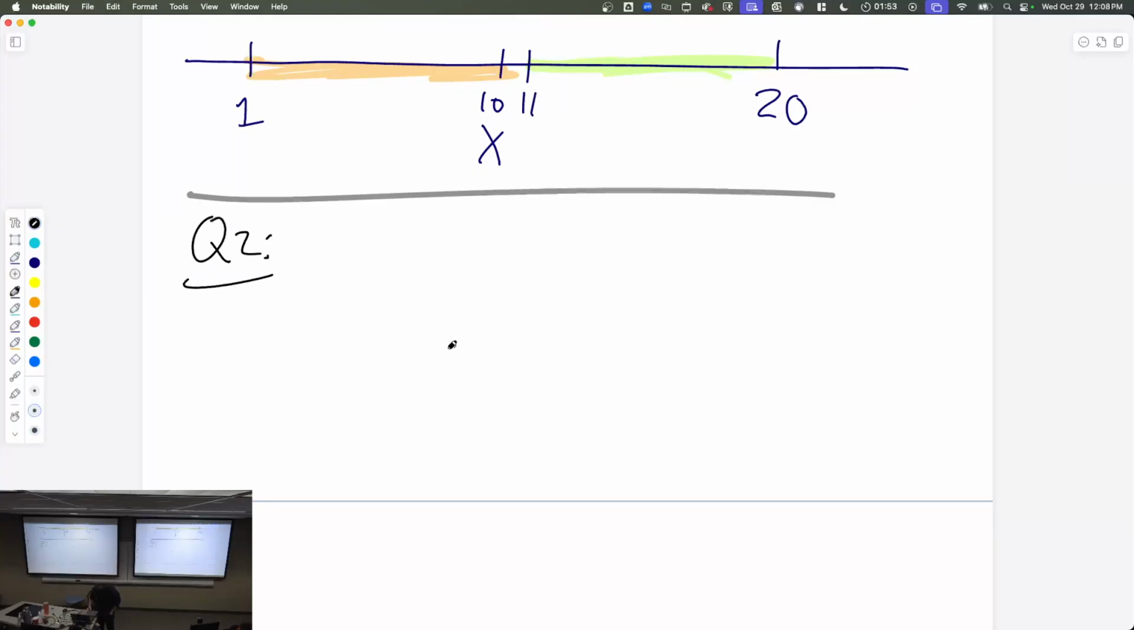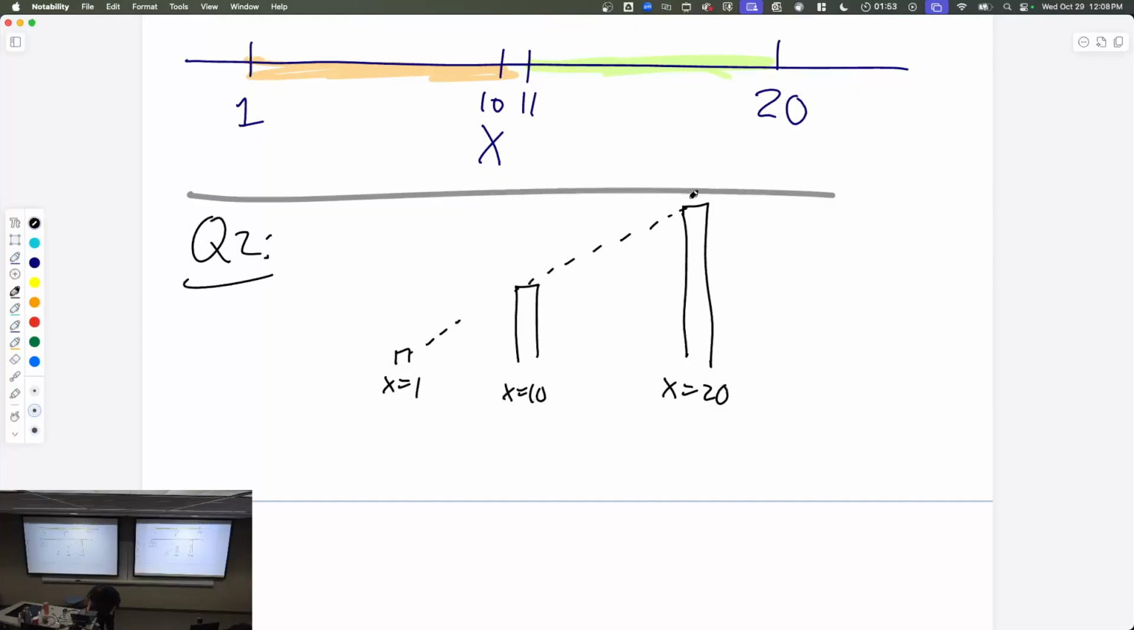So now the dice roll looks like this. There's x equals 1, which has some probability. x equals 20 has the biggest probability. x equals 10 is halfway. And the probabilities follow this nice triangle. So the probability that x equals some lowercase x is the function x divided by some big constant. What should the big constant be?